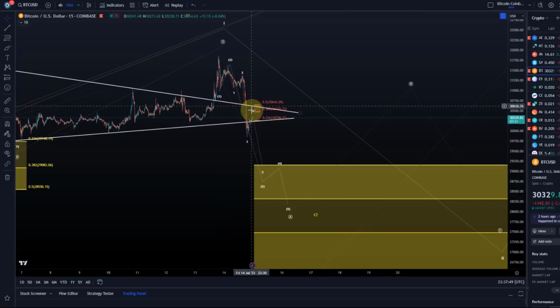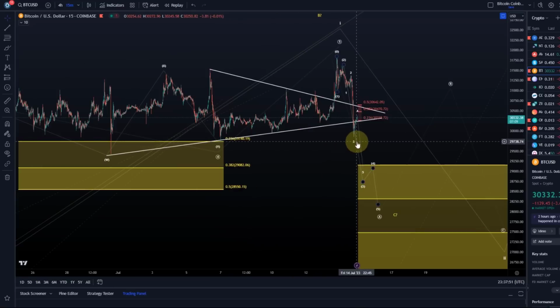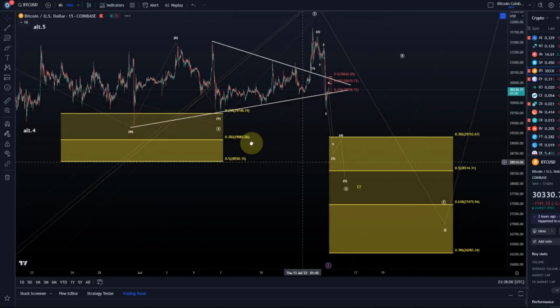So far, we only have 3 waves down. So theoretically, of course, it could still move higher. That's why we're looking at resistance, and we've got the resistance levels on the chart. The idea is now that we are in this wave 2.